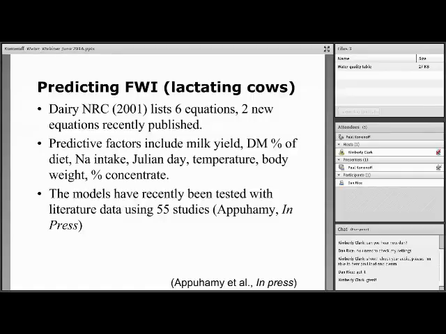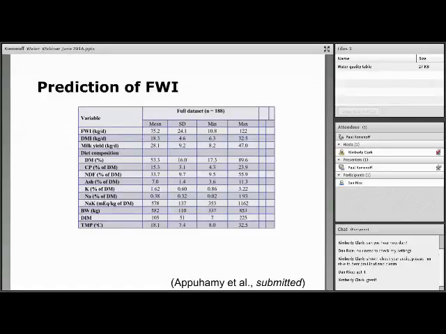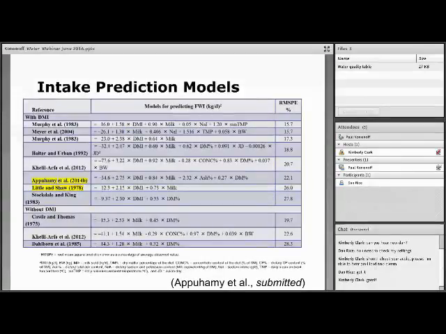Okay, as I mentioned, there's a number of equations out there. They may look at milk yield, the percent dry matter of the diet, temperature, body weight, percent concentrate. We've also in our research evaluated a number of these equations. And so I'm just going to go through. This is a data set that we use to evaluate. I'm not going to go through it. This is just a listing of the equations to predict free water intake.